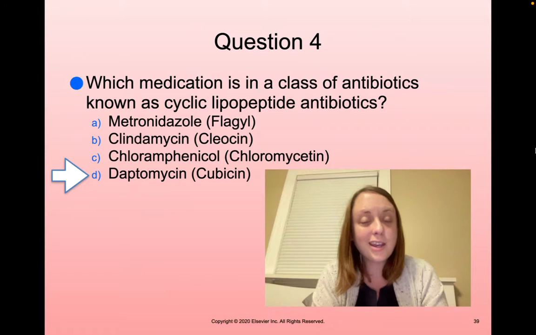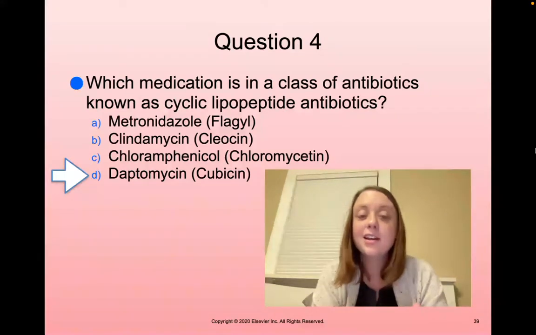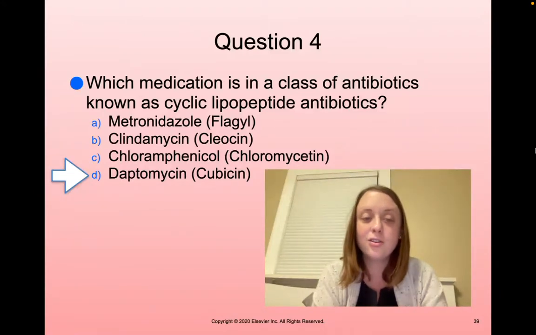So, which of these medications we just learned about is in a class of antibiotics known as cyclic lipopeptide antibiotics? Is it A, metronidazole or Flagyl, B, clindamycin or Cleocin, C, chloramphenicol or Chloromycetin, or D, daptomycin, Cubicin? And the answer is D. Daptomycin is the drug that fits in that category called cyclic lipopeptide antibiotics.